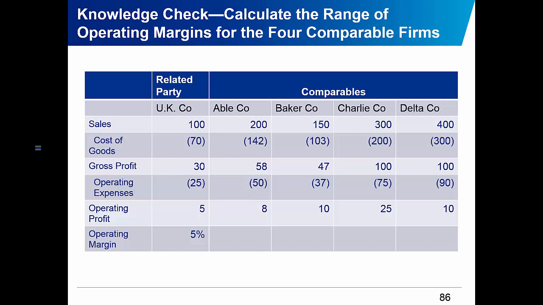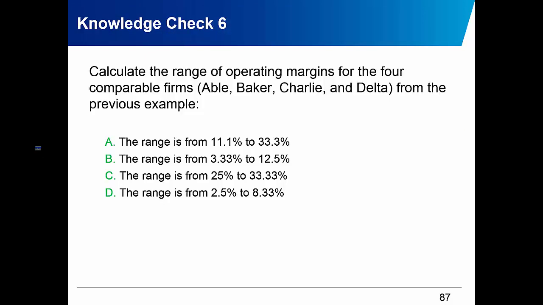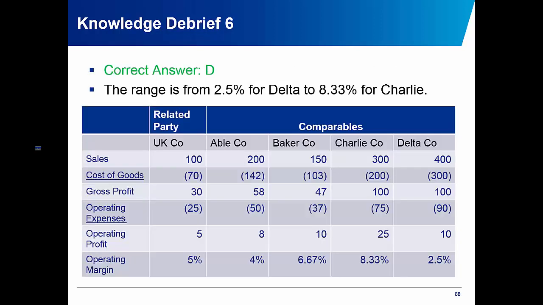Okay, well, hopefully you've started the video back up because you've done the calculations. We start off with these companies. We want to know what their operating margins are to know what that range would be. So our question is, what is the range of the operating margins of the four companies? And the correct answer is D. The range is from 2.5% for Delta Company to 8.33% for Charlie Company.